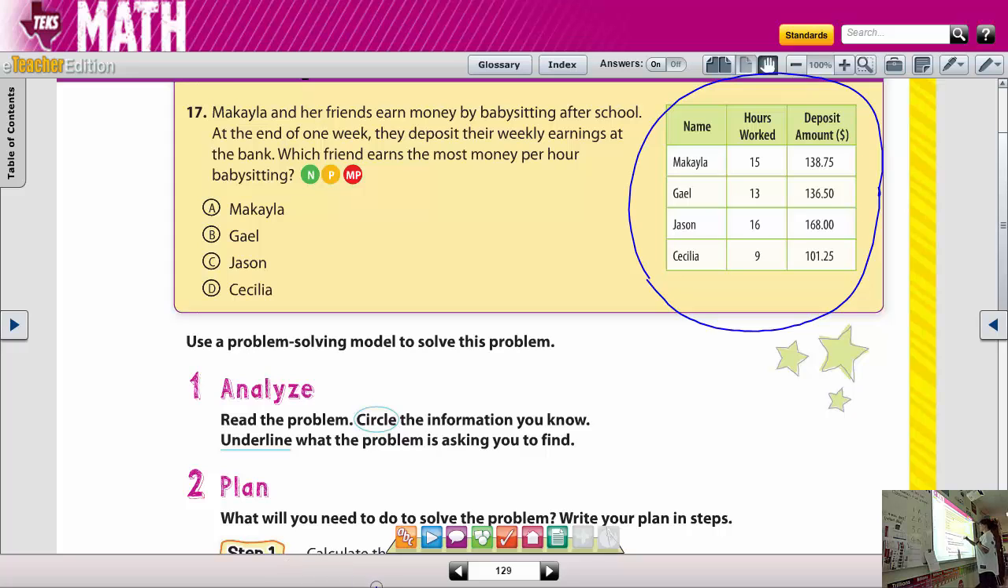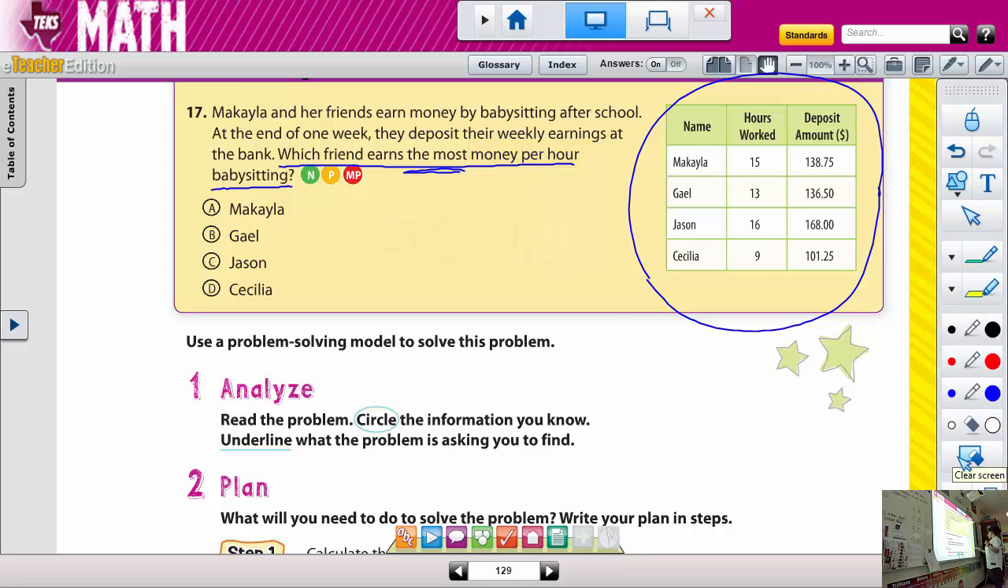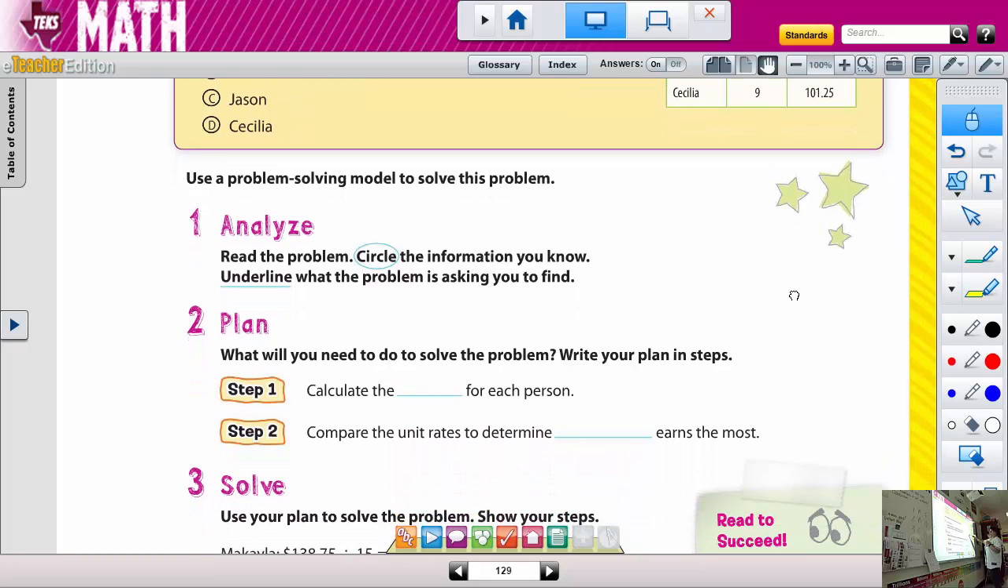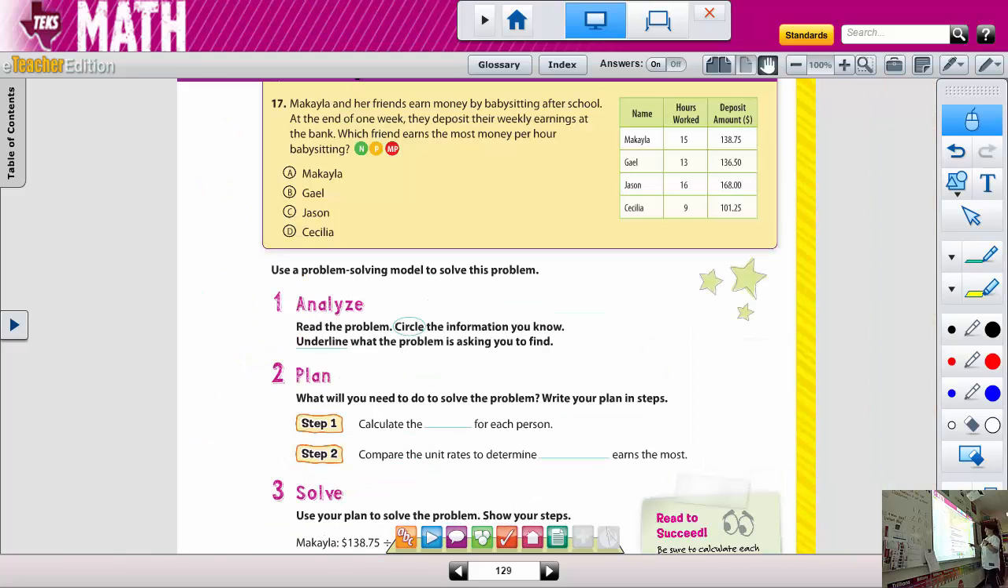Underline what the problem is asking you to find. That's what I need to know. The most money. Okay? Now, plan. What will you need to do to solve the problem? Write your plan in steps. So, I'm going to have to erase this and then scroll down. What will you need to do to solve the problem? Calculate the blank for each person. That's going to be unit rate. Calculate the unit rate for each person.